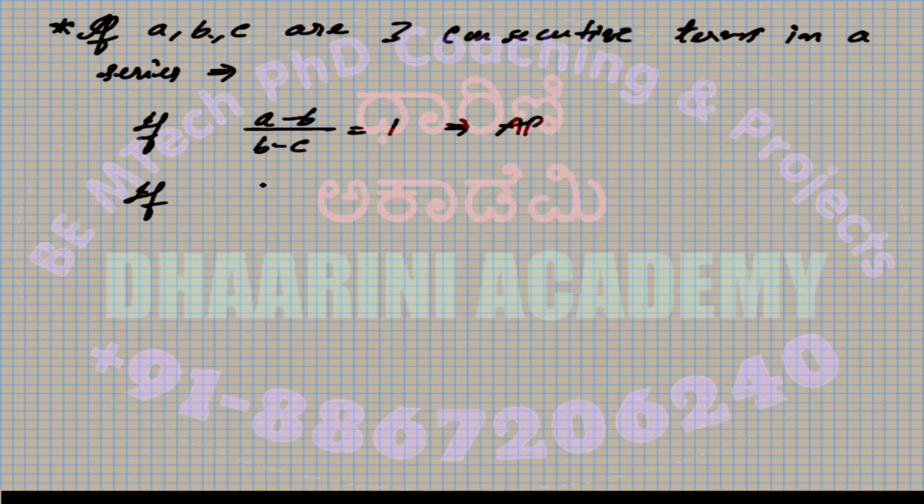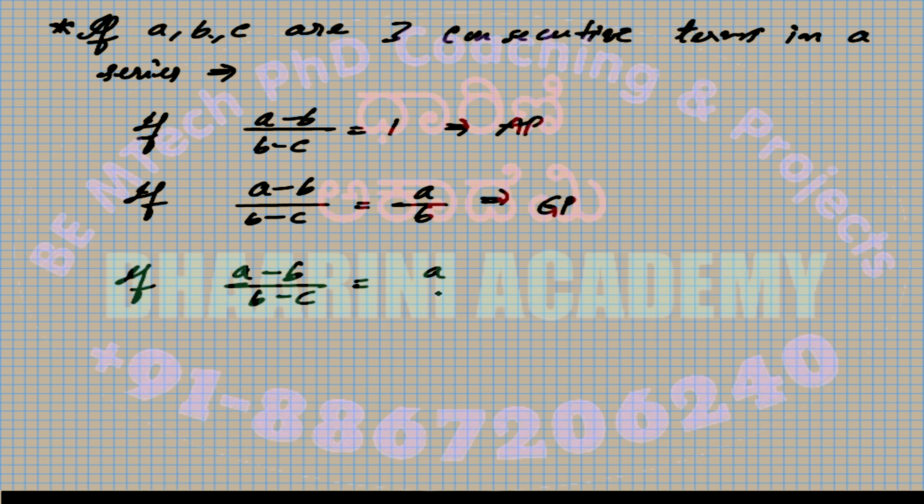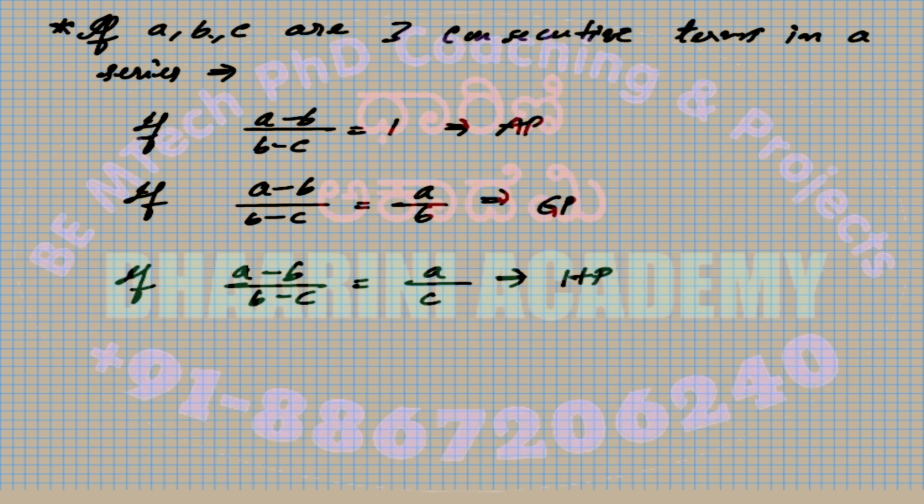Then I'll check another condition. If A minus B by B minus C is A by B, this implies that the series which we considered is GP. And right now we know one more fact, that is A minus B by B minus C equal to A by C, then this is the HP. So you can see that if you know the three terms of a series, we can apply these conditions according to what term it is.